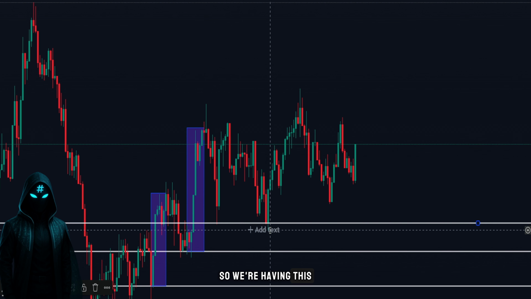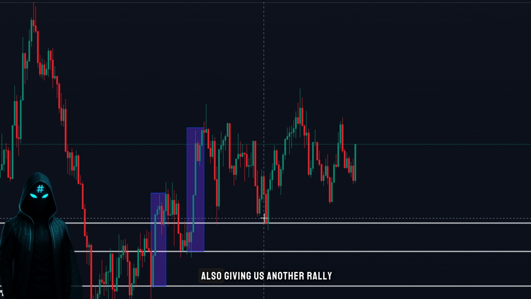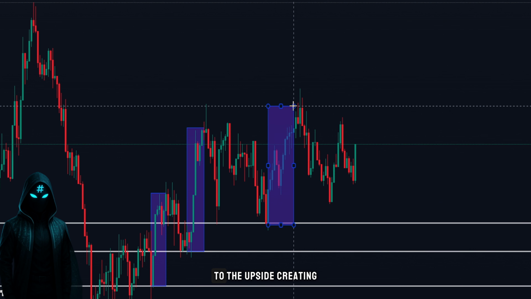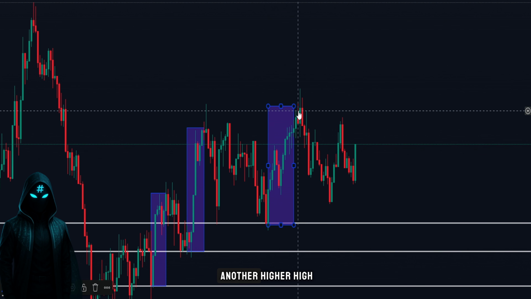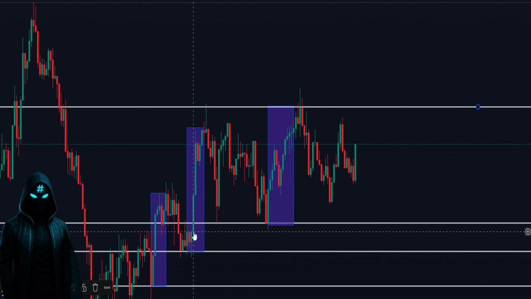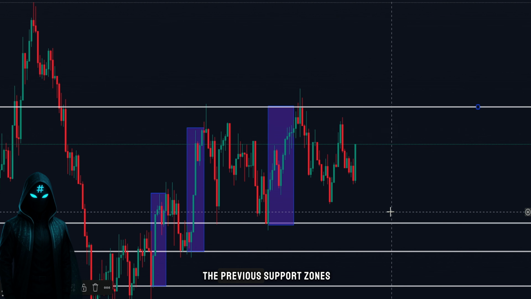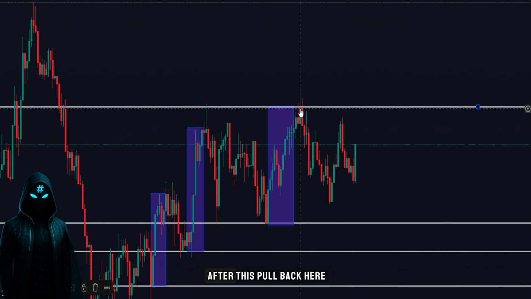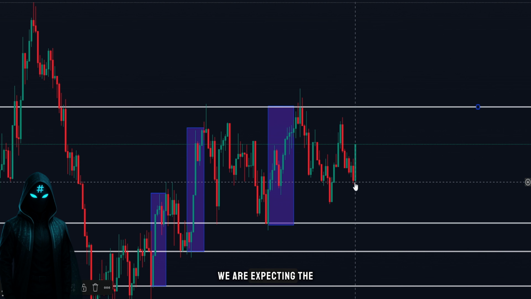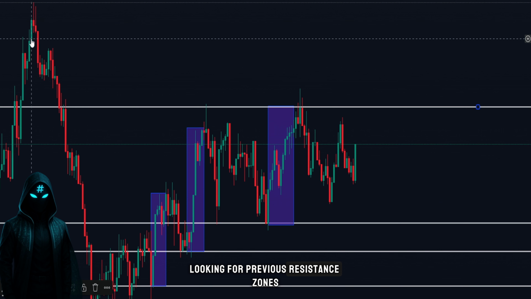So we're having this support zone being created here above this one, and it is still also giving us another rally to the upside, creating another higher high, also giving us a level of resistance. Here is the most important thing: the pullbacks and the entries. So after seeing the market is respecting the previous support zones, after this pullback here, we are expecting the market to push upwards, looking for previous resistance zones.